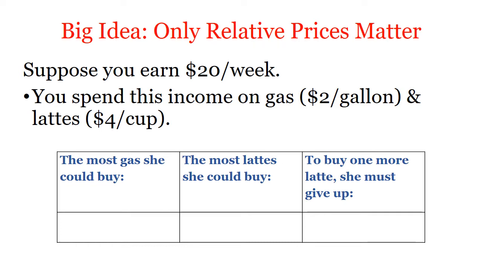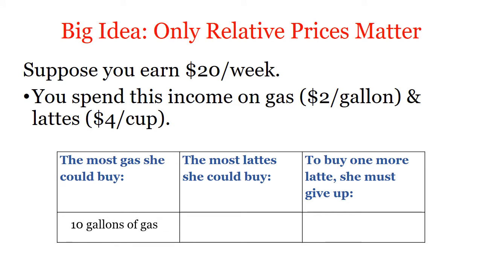So let's do a simplified example where you could only earn $20 a week maximum, and there's only two products that you want to spend your money on: gas for your car or lattes. So if you decide that all you want to do is spend your money on gas this week, how much gas total could you buy if all your money is being spent on that?